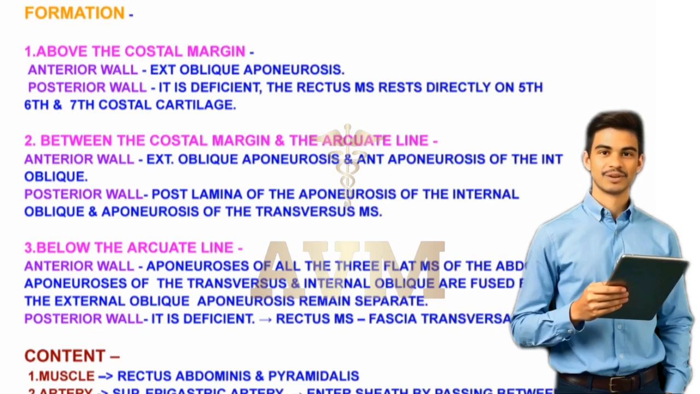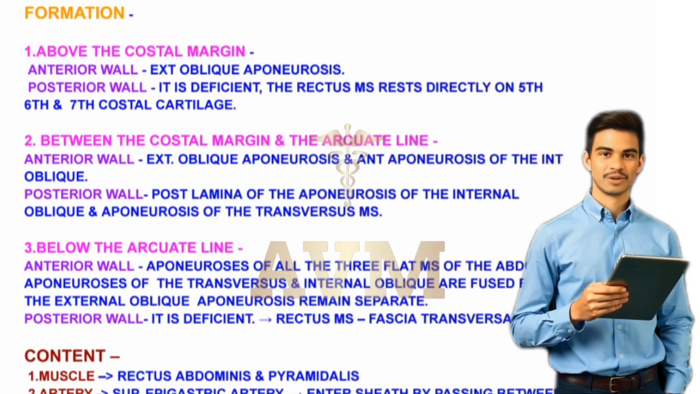Second, between the costal margin and the arcuate line. Anterior wall, external oblique aponeurosis and anterior aponeurosis of the internal oblique muscle. Posterior wall, posterior lamina of the aponeurosis of the internal oblique and aponeurosis of the transverse muscle.